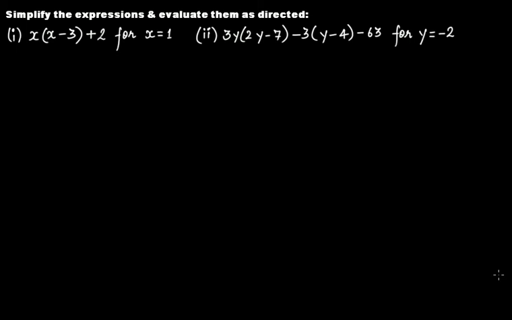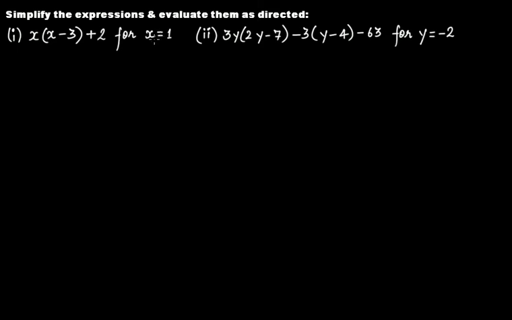So this is part 1 of the video series on problems on algebraic expressions. And here we have a problem that says simplify the expressions and evaluate them as directed. So the first is x multiplied by (x minus 3) plus 2 for x equal to 1. You have to simplify it and then find the value of this expression for x equal to 1. But first you have to simplify.